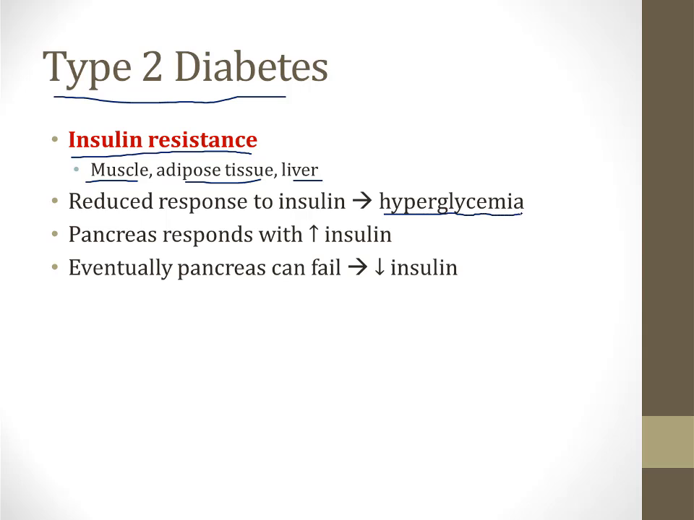The pancreas responds to the hyperglycemia by increasing its insulin production. So initially, in type 2 diabetes, you can have high insulin production despite hyperglycemia. Eventually, the pancreas can start to fail and the insulin level can become low. But the important point here in terms of physiology is that the insulin level can be high or low depending on the stage of the disease.